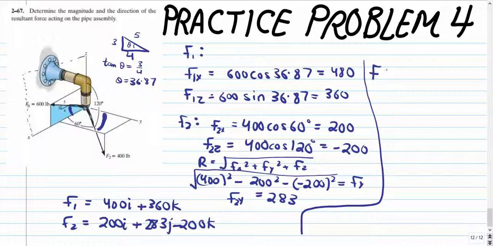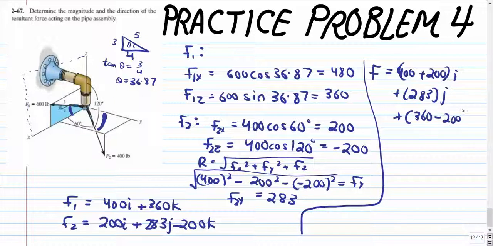So the resultant force F is going to be 480 plus 200 i, plus 283j, plus 360 minus 200. Oops, this is 480, not 400. So this is going to be equal to 680i plus 283j plus 160k.